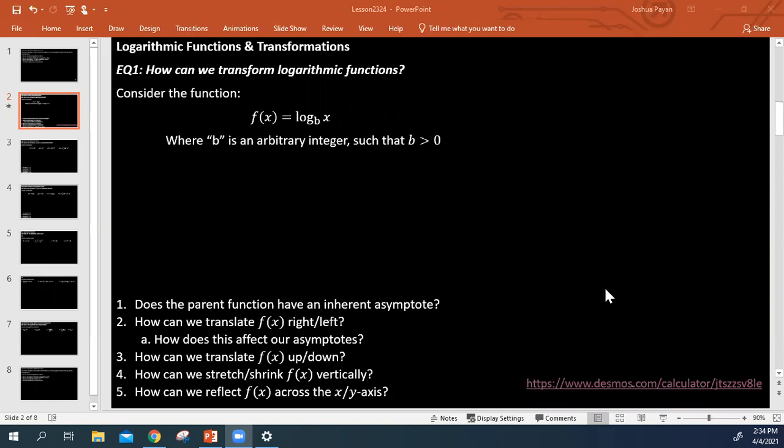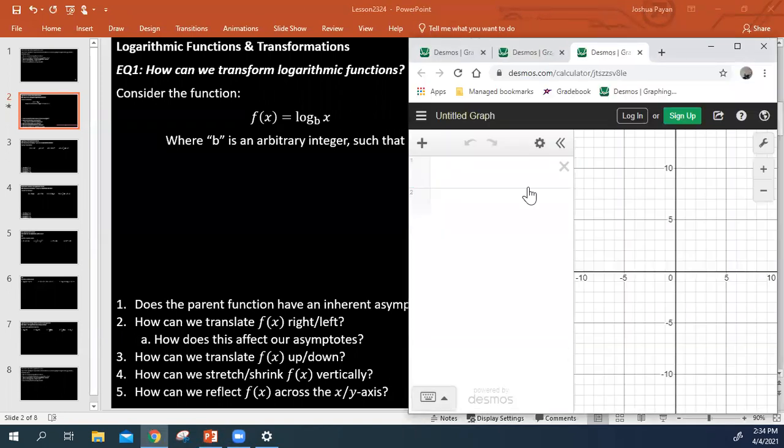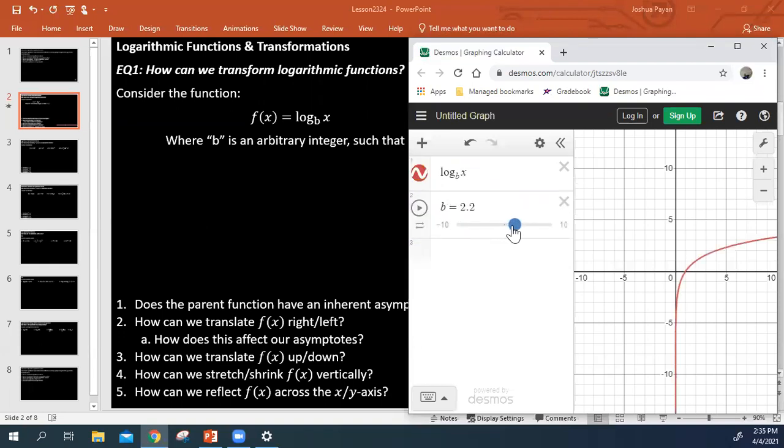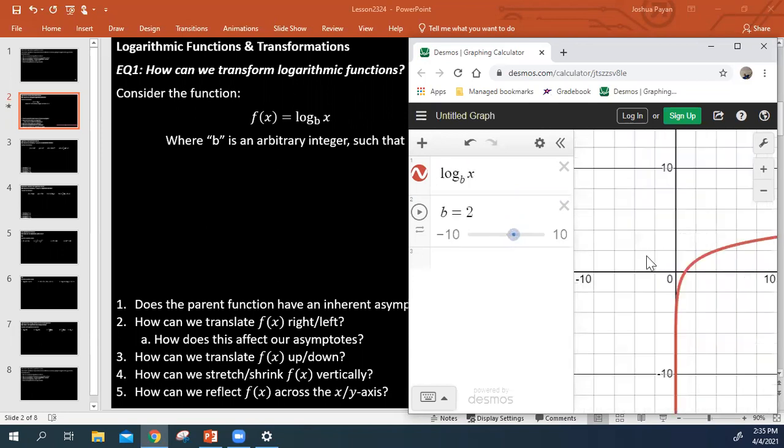Okay, so anyway, first let's look at a few things here. So all I'm going to do is enter in an arbitrary logarithmic function. Okay, and just to illustrate my point, when I say arbitrary, I mean literally. So B can be anything, right? And in this case, I'm going to just do base 2, right? So right now I'm doing log base 2, and let me up the contrast there.